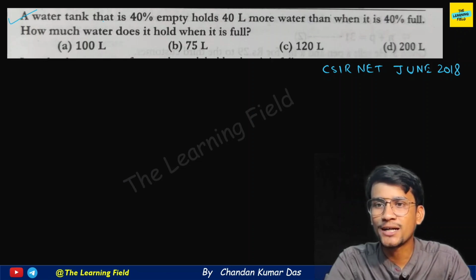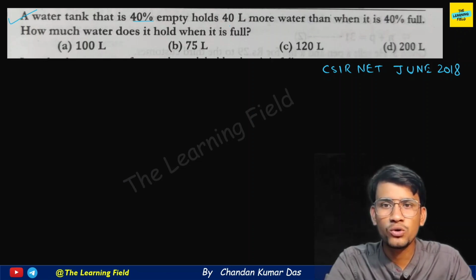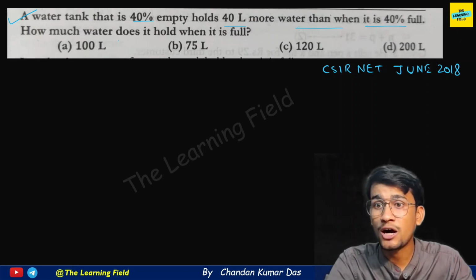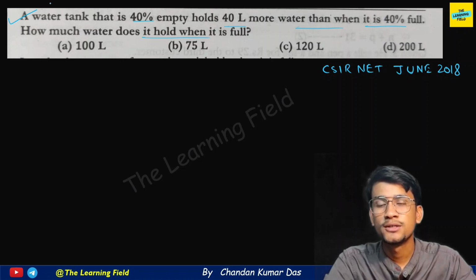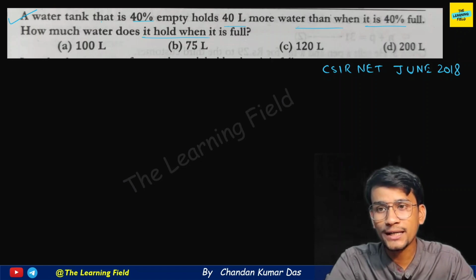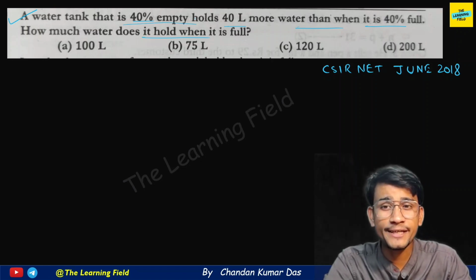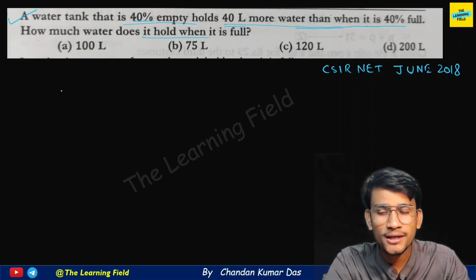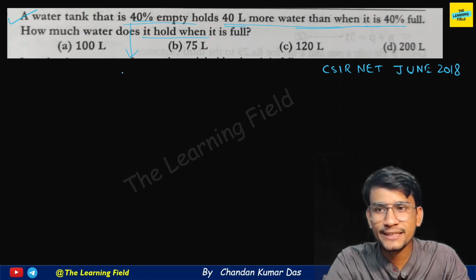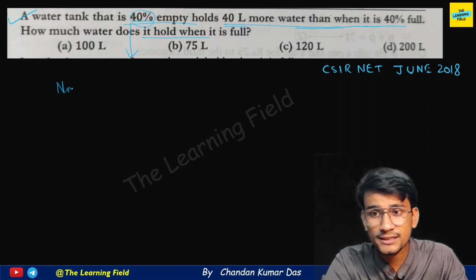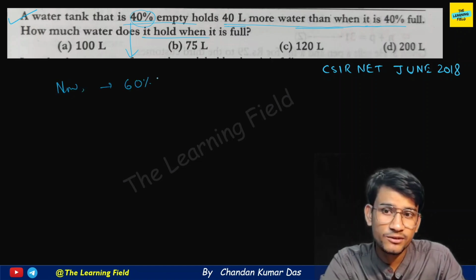It says that a water tank that is 40% empty holds 40 liters more water than when it is 40% full. So how much water does it hold when it is full? The line is very important, you have to understand the line first. It says the water tank that is 40% empty holds 40 liters more water than when it is 40% full. That means in the present situation, how much percent is the water tank full?